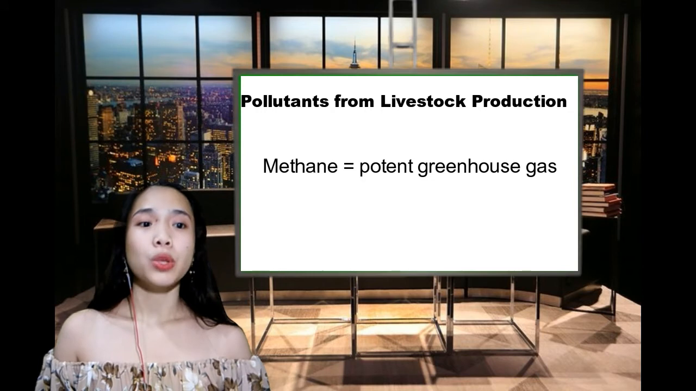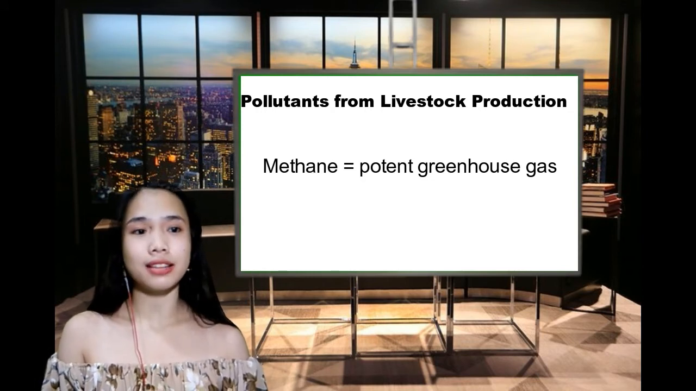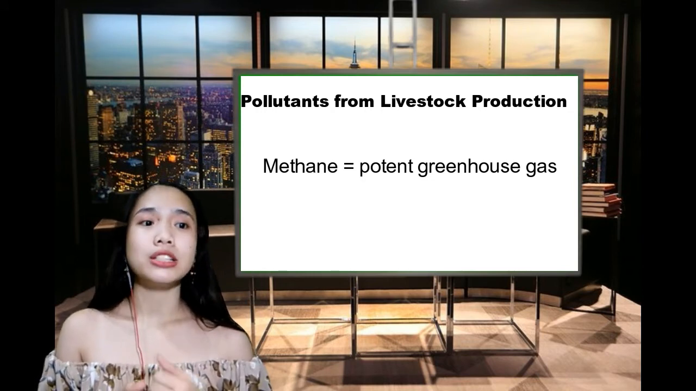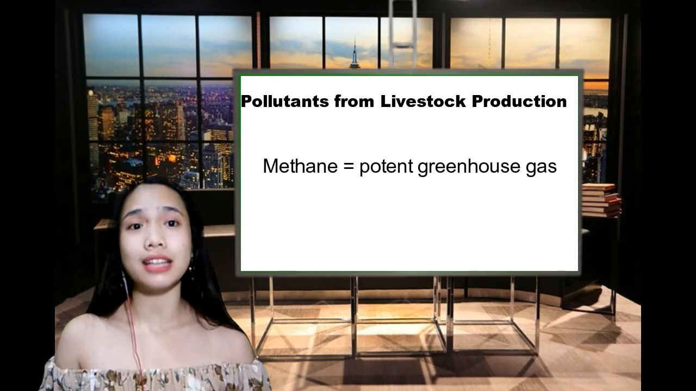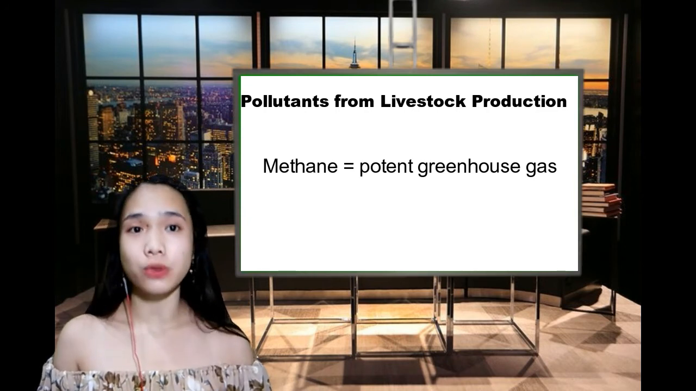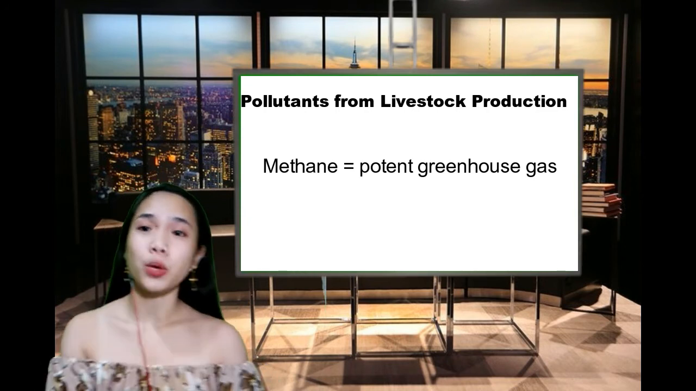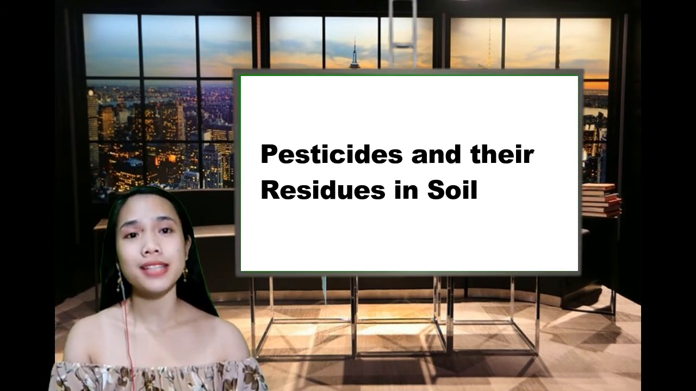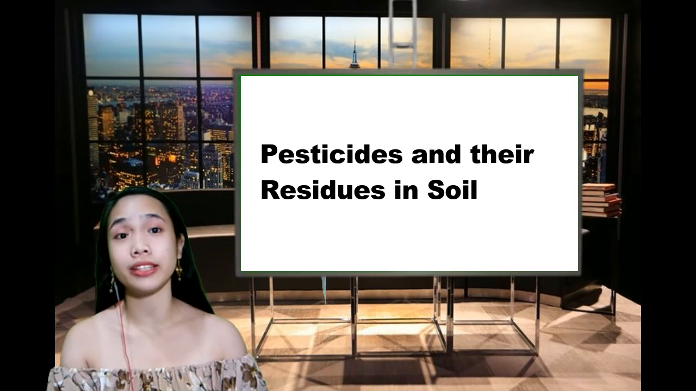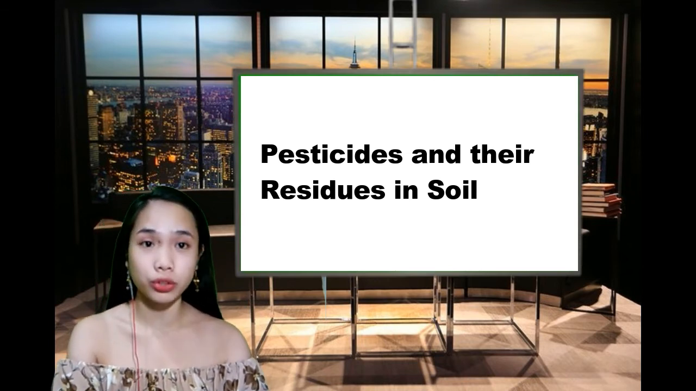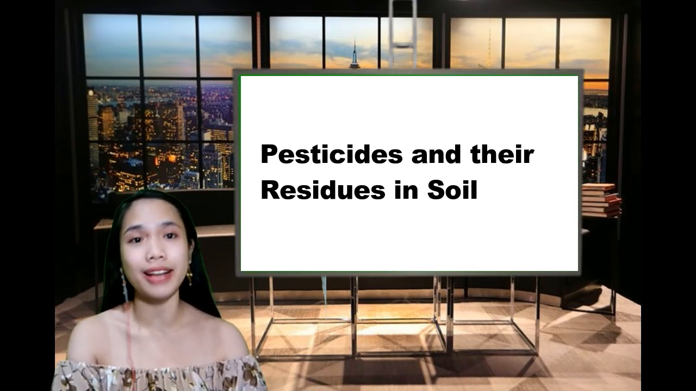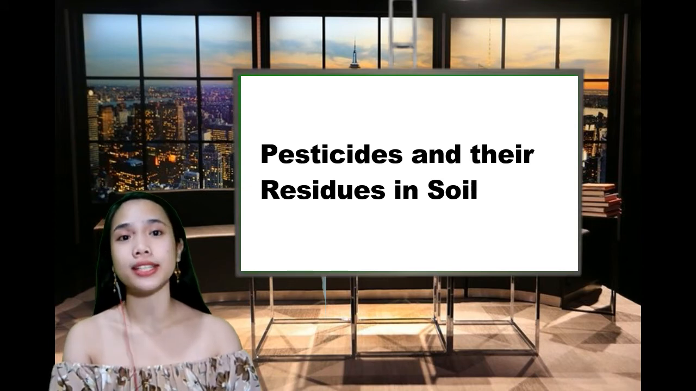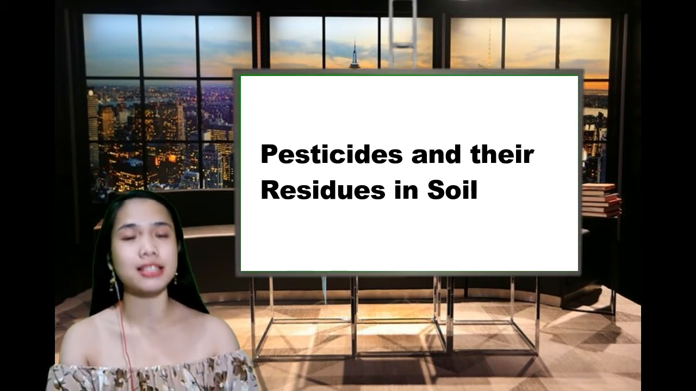And lastly, we have methane generated in anaerobic degradation of livestock that is a potent greenhouse gas. The next one is pesticides and their residues in soil. So as we know, pesticides are widely applied in farming as they are very useful for the farmers for eradicating unwanted weeds and insects or pests.